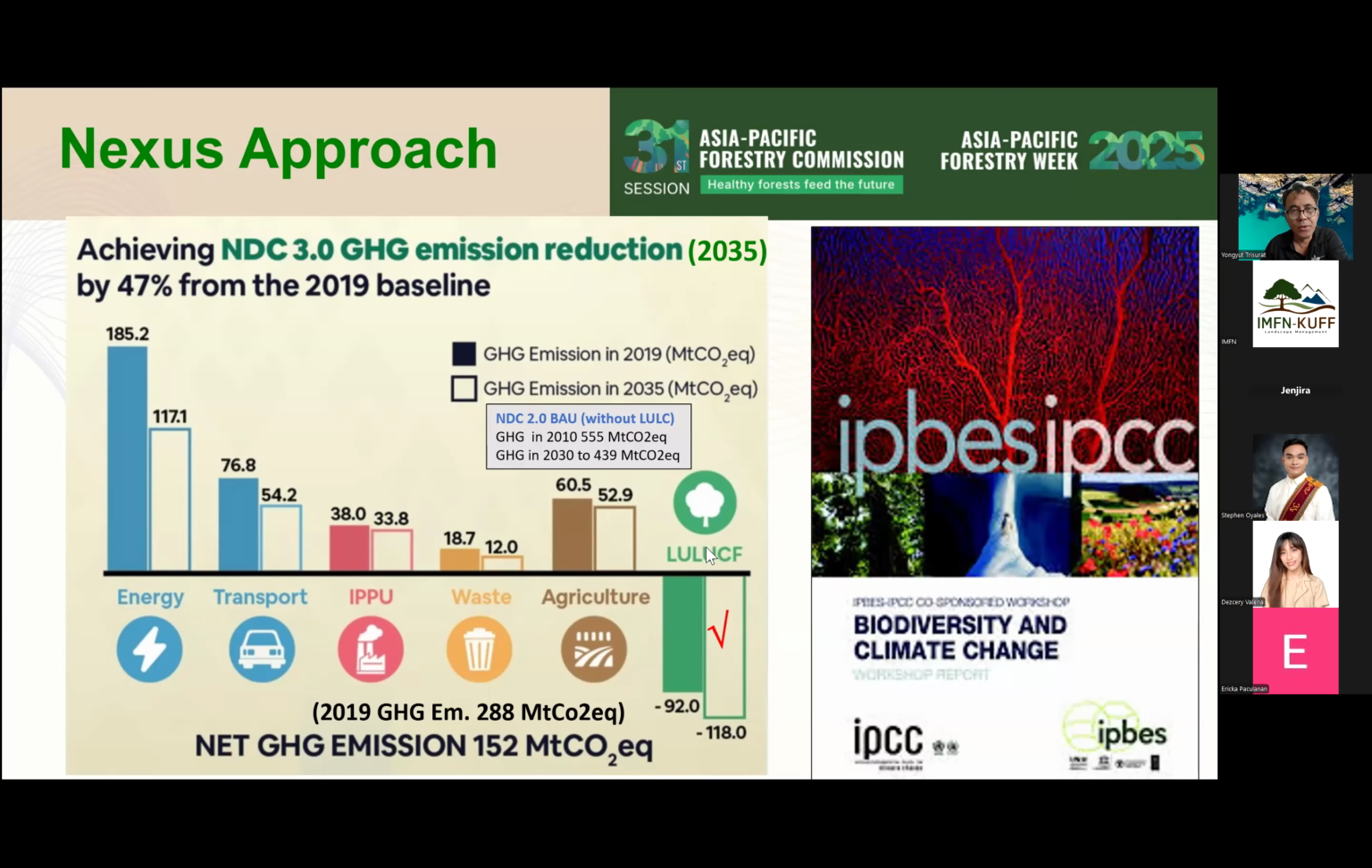2019. If you look at this graph carefully, you can see that land use and land cover practice is the only measure that can mitigate the carbon emission, while the other sectors are very costly, and the results or the efficiency are much lower than land use and land cover.